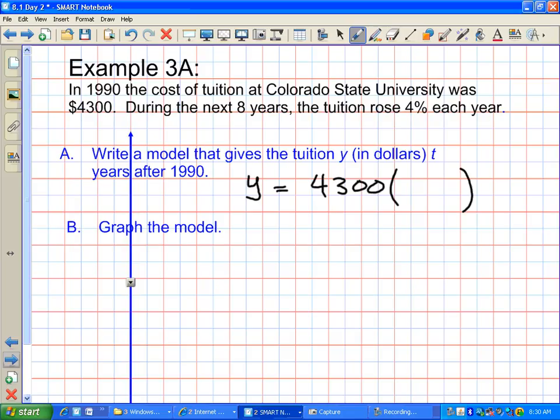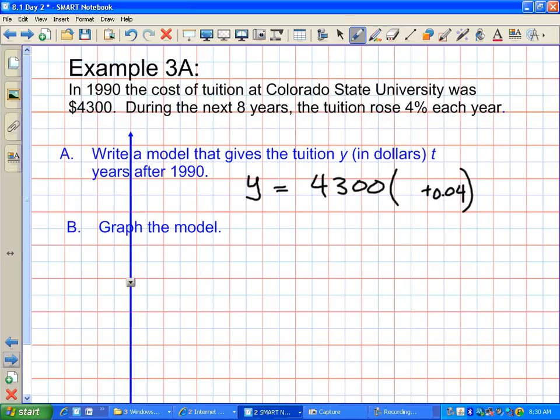What am I going to multiply that by? 0.04 is going to give me my percentage increase. I agree with that. I want 0.04 as part of my problem, but I left a blank. Because what is 4% of $4,300?